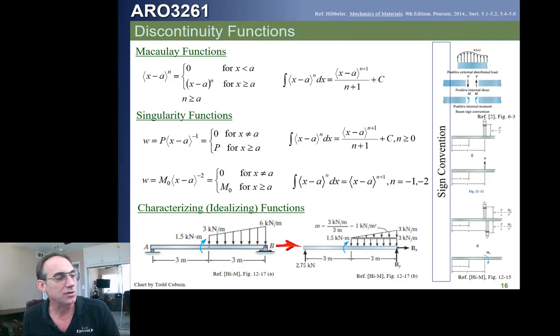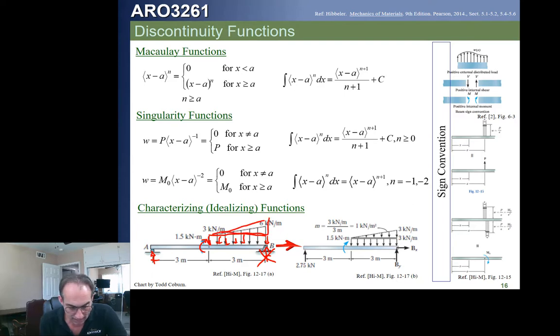So the first thing we do is say, okay, we're going to idealize this loading because we have a term for this one, so we can write that term. We have a term for this one, we can write that term. We have a term for this one, but we don't need to write it since it's at the right end. We don't have a term for this trapezoidal loading, but we do have one for a distributed load, so we write that term. And then we say, oh, we do have a term that increases from here to here.